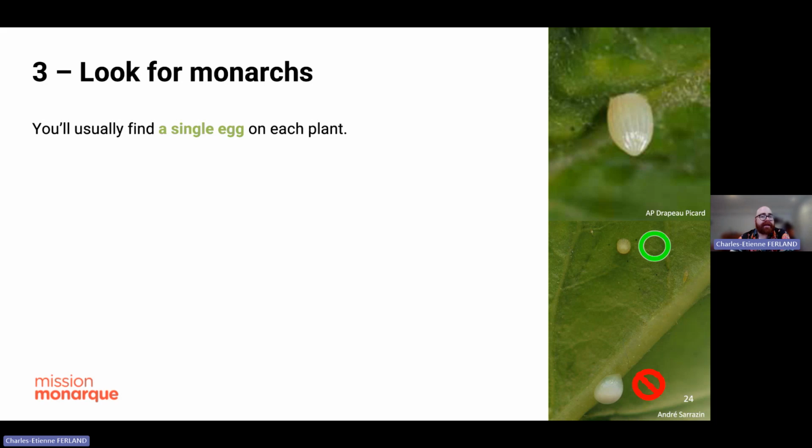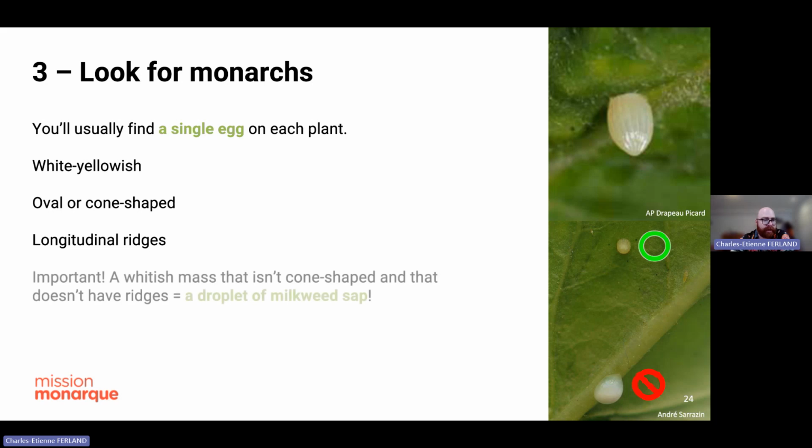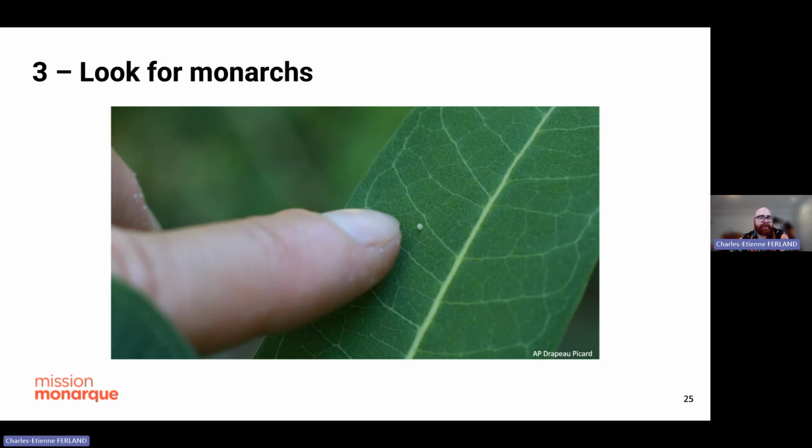You'll usually find a single egg on each plant. The egg is white, yellowish, oval or cone-shaped, and it has longitudinal ridges. As you can see on the picture, it's tiny lines that go from the top to bottom. Also important, if you see a whitish mass that isn't cone-shaped and that doesn't have the ridges, it's probably not an egg, but a droplet of milkweed sap.